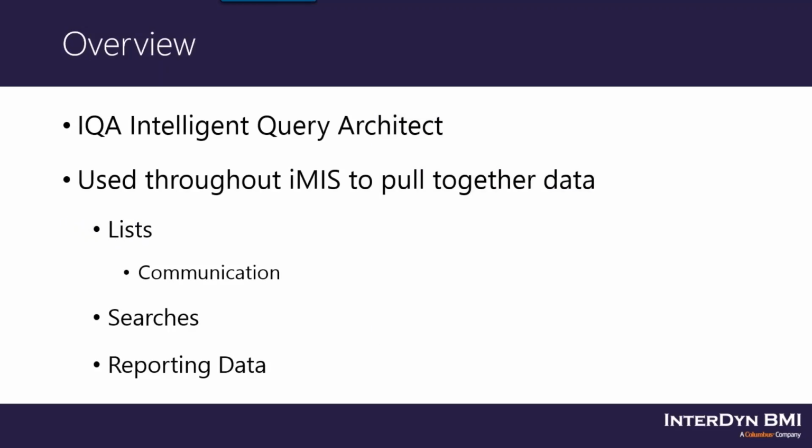This is going to be a little bit of a repeat for anyone that attended last time, but I wanted to talk briefly about IQA to give you a refresher. Of course, it's the Intelligent Query Architect, and it's used really throughout iMIS to pull together data, and that's especially true in iMIS 20. It's used all over any out-of-the-box member type sites. It's used all throughout the staff site, so it pulls together data in things like lists, communications, any type of search you do, and then pulling back reporting data or even the dashboarding that is in the staff site today.